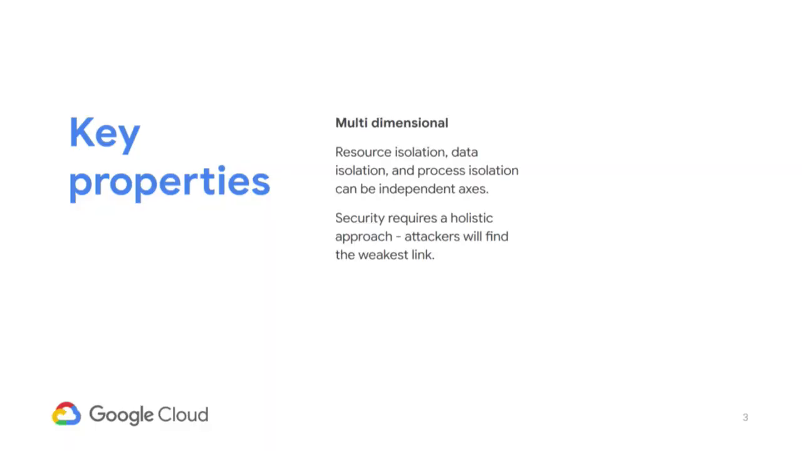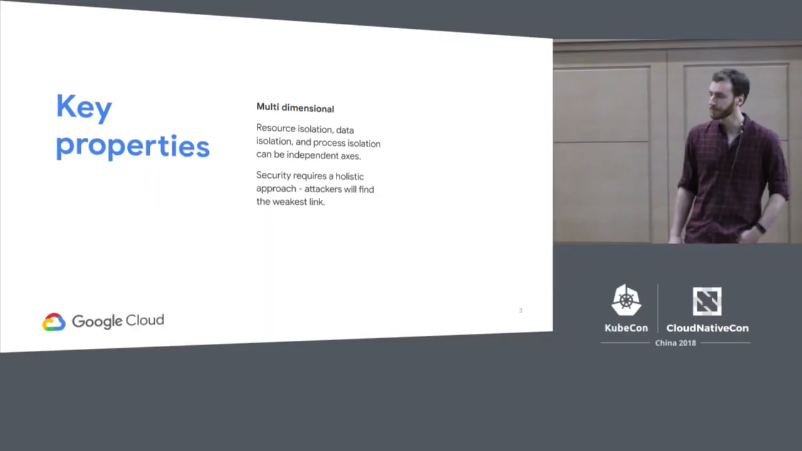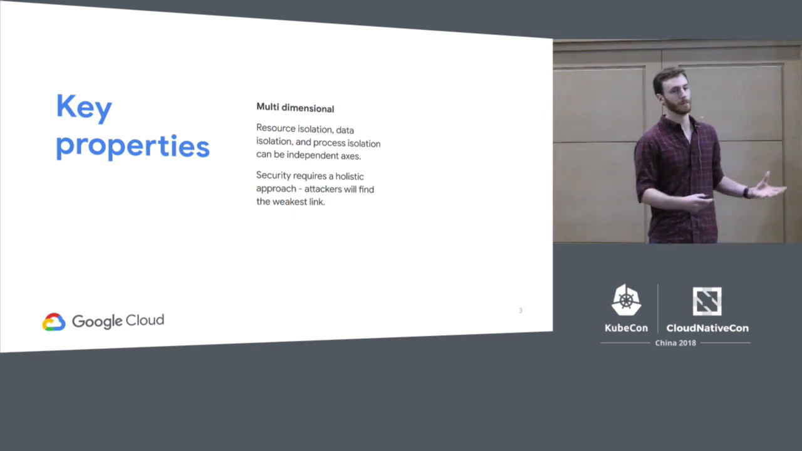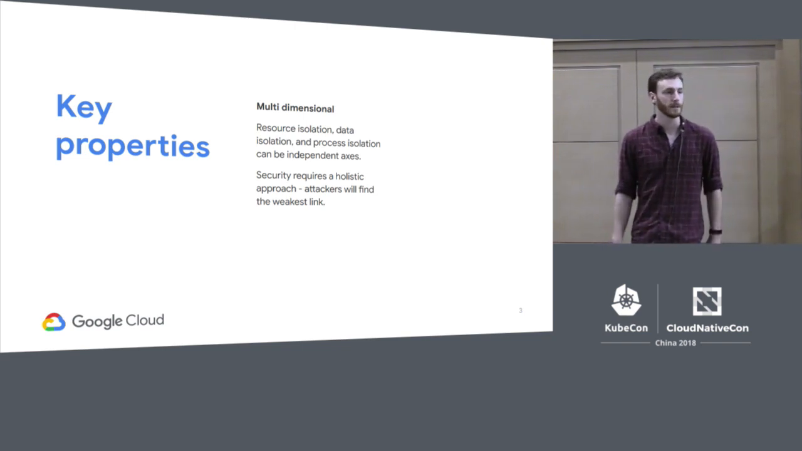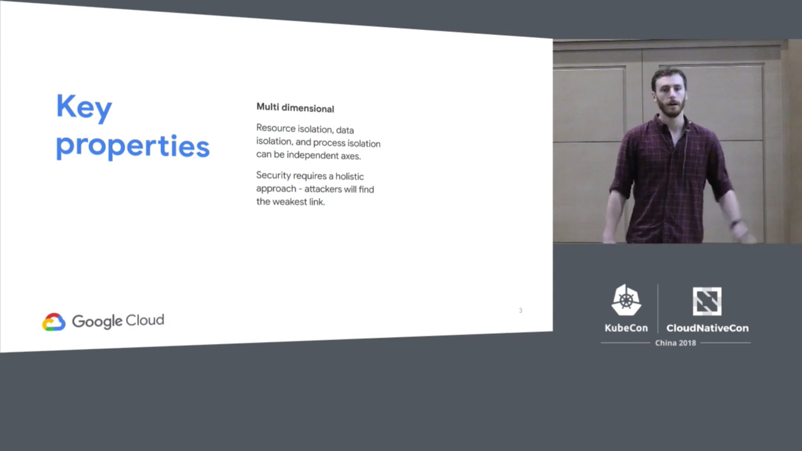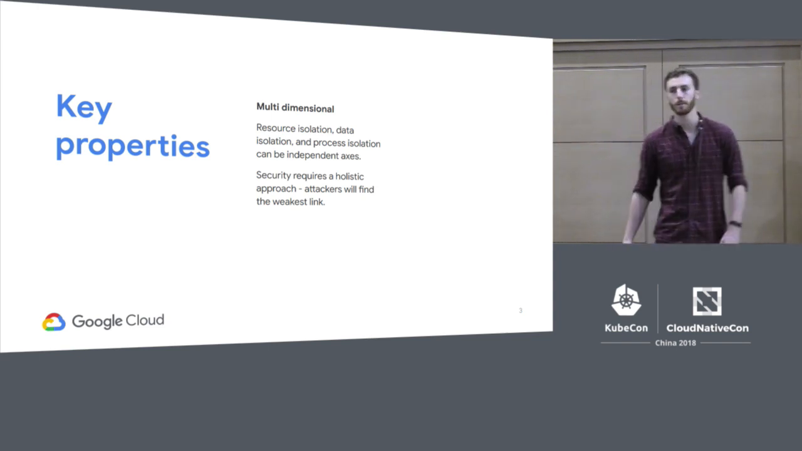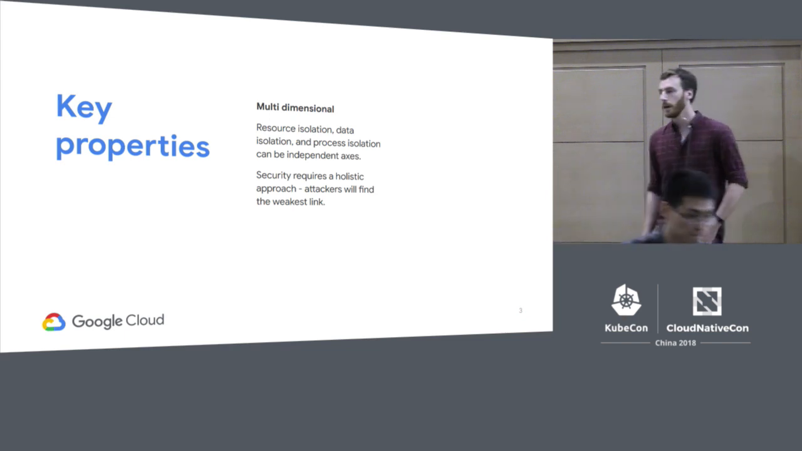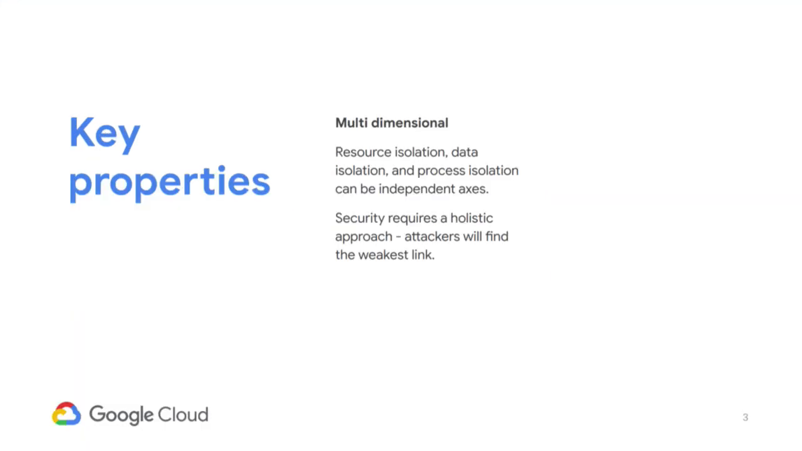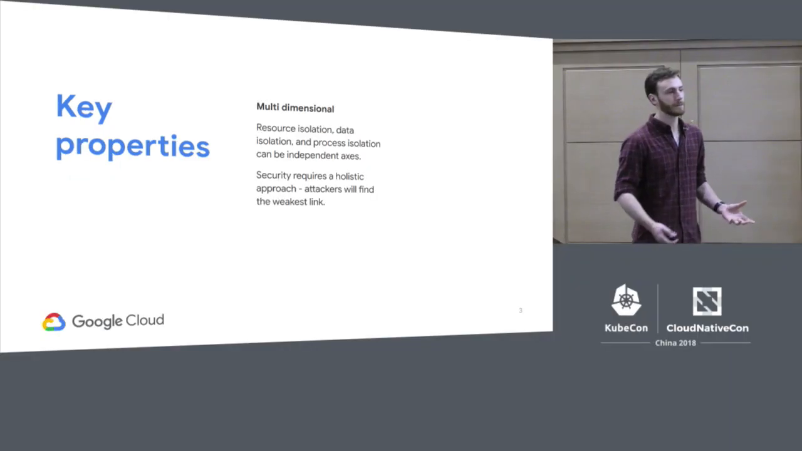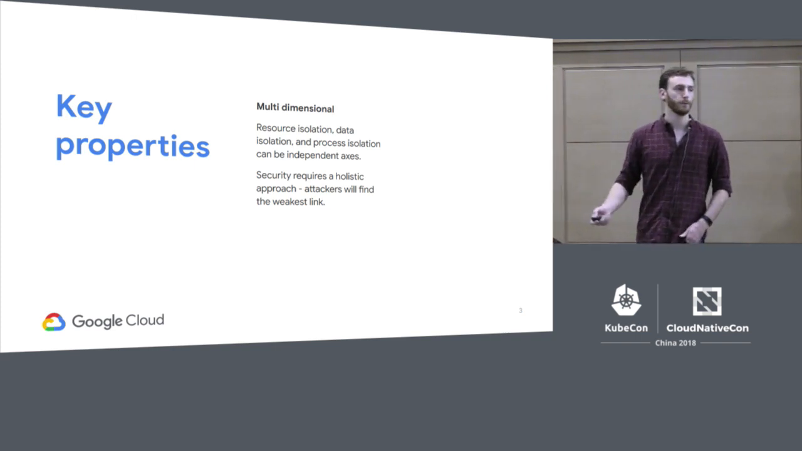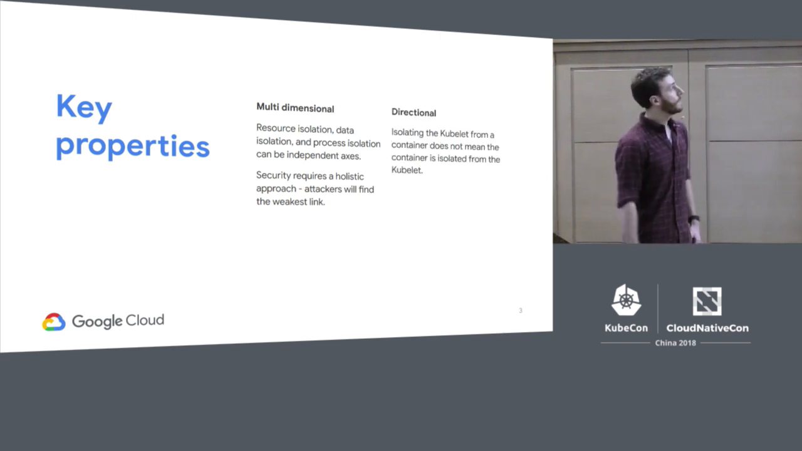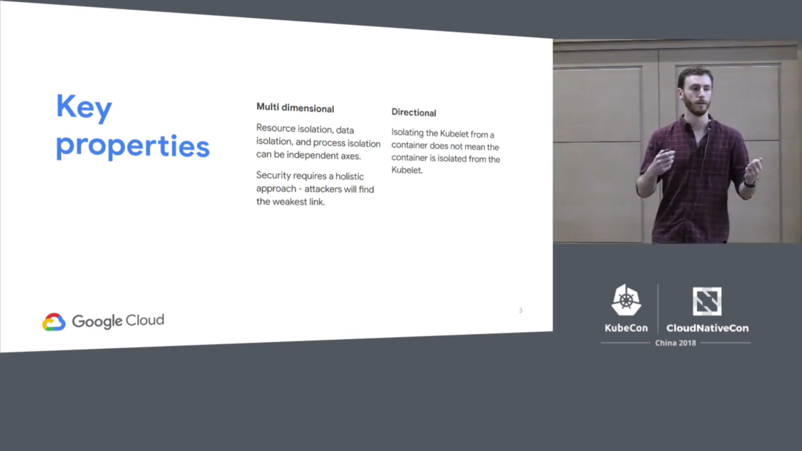And before we go on, there's two key properties of isolation I want to point out. The first is that this is really a multi-dimensional problem. It's not enough to, for instance, isolate just the CPU and memory resources to prevent denial of service, compromising availability type attacks. There's a lot of other ways that you can cause a denial of service. And so to have a secure isolation boundary, this really requires a holistic approach because attackers will find the weakest link. The other property I want to mention is that this is a directional thing.